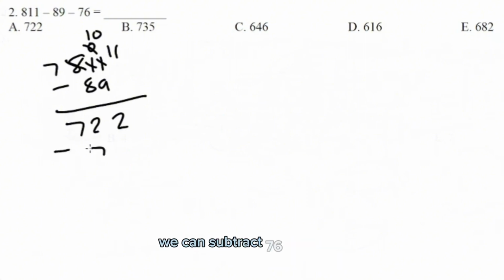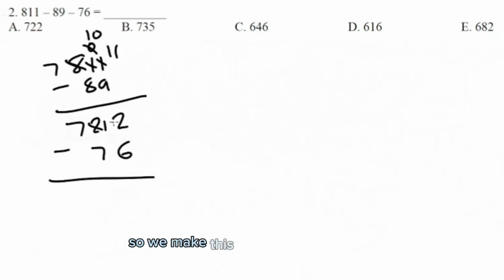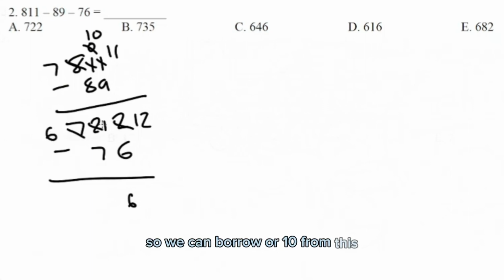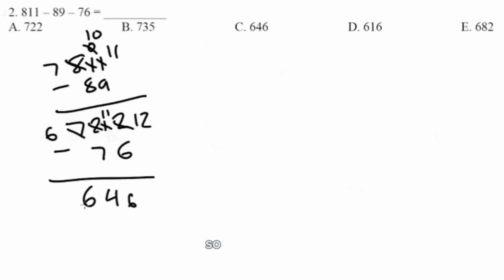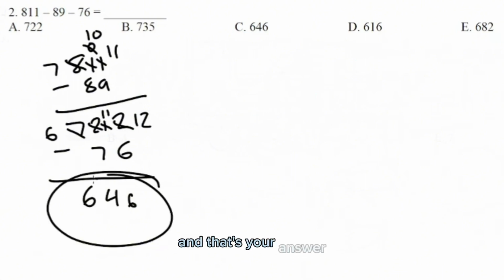Next, we need to subtract 76 from 722. So 2 minus 6, we can't do that. So we make this 1 and make this 12. This becomes 6. Now we can't do 1 minus 7, so we can borrow a 10 from this and make this 11. 11 minus 7, that's 4. And then you have the 6 over here. So we get 646, and that's your answer.